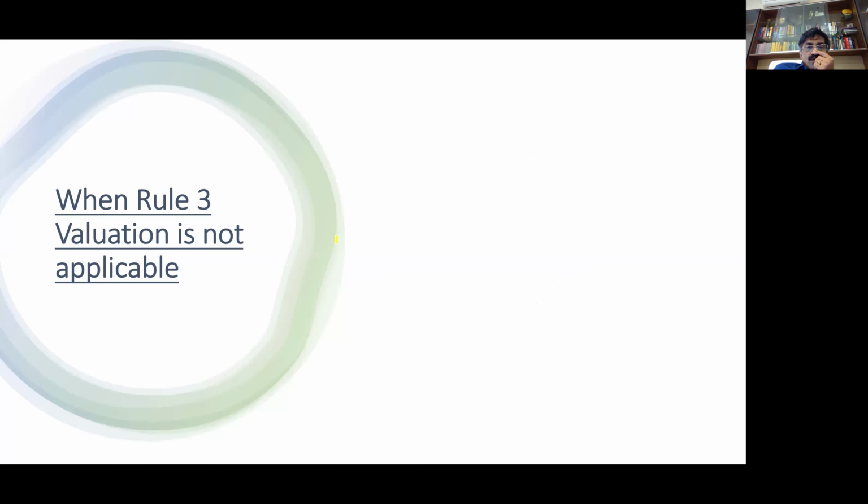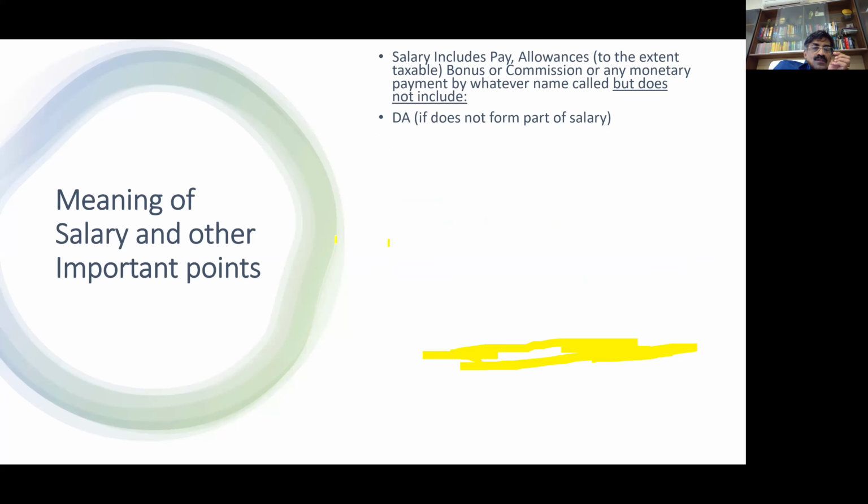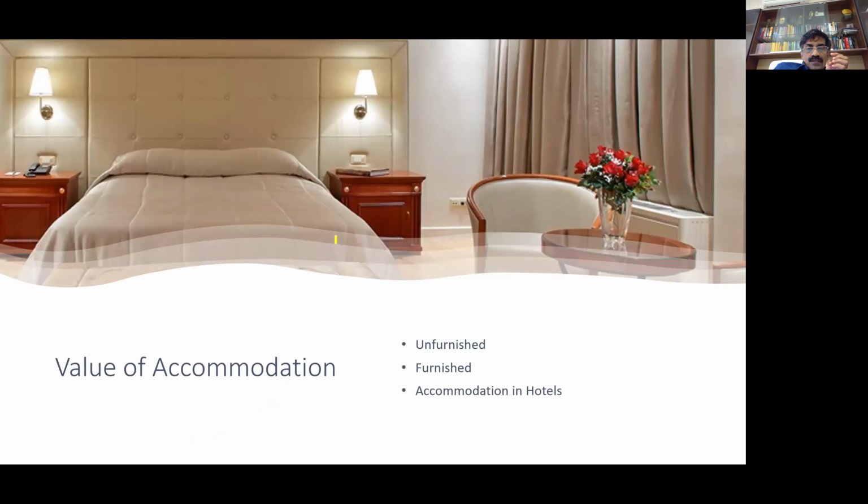What we discussed so far in accommodation. Just in case some of you have joined now, for the purpose of accommodation, it's a very, very important rule. Accommodation is something which comes along with either this or HRA. One of them normally comes in salary. Either HRA or RFA are very, very important.